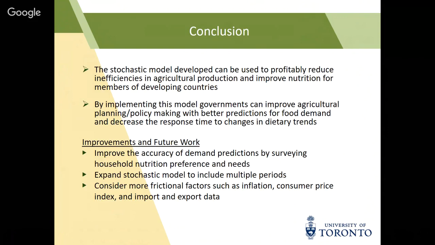The current stochastic model is only able to predict one time period, 1 year. Expanding the model for longer time periods could help make long-term predictions. Comparing supply and demand directly could overlook frictional factors such as inflation, consumer price index, and import-export patterns. The impact of these factors would need to be evaluated.